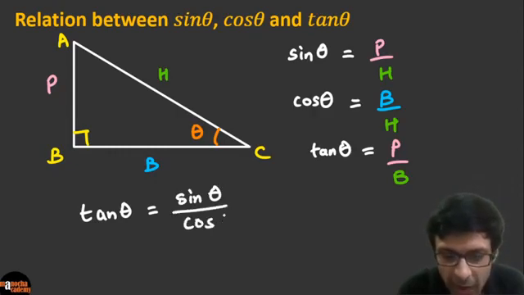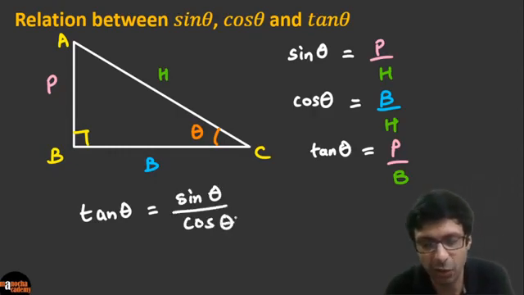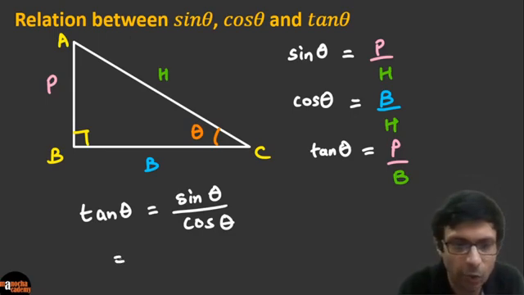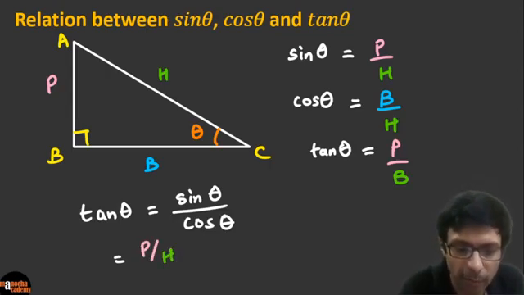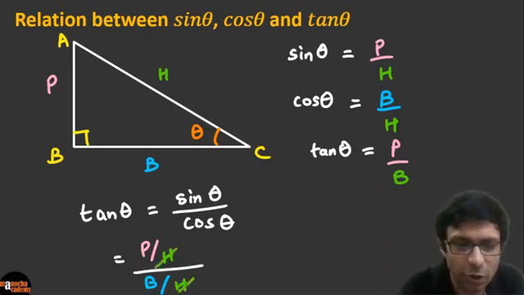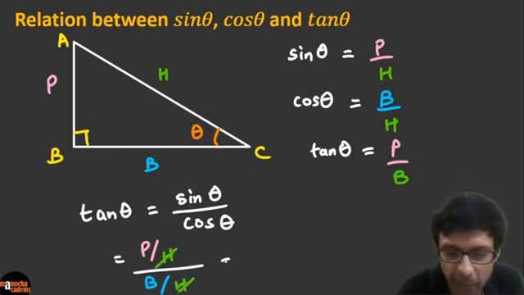That's a very important relation, and it's very easy to prove. If you take sine theta, the numerator is basically going to be perpendicular by hypotenuse, and the denominator is cos theta, so that's going to be base by hypotenuse, right guys? You can see that the hypotenuse will cancel, and looking at the right hand side, we get perpendicular by base here. Can you guys see that?